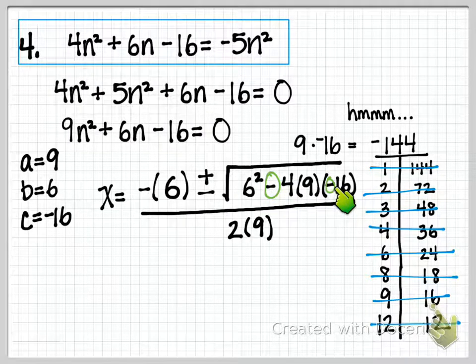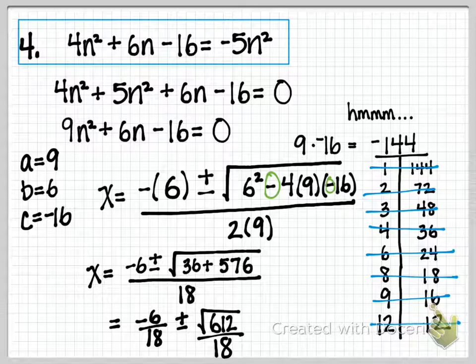And notice that if I have a negative 16 here and I've got a negative 4, and all of this is multiplication, this is going to be positive. So I'm going to multiply negative 4 times 9 times negative 16 and see what happens. Well, I end up right here. I got 576 and it's positive. Adding that all together, I get 612.